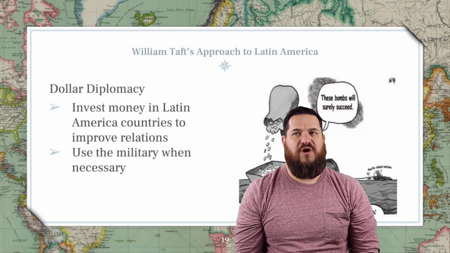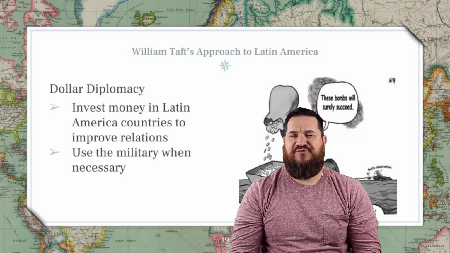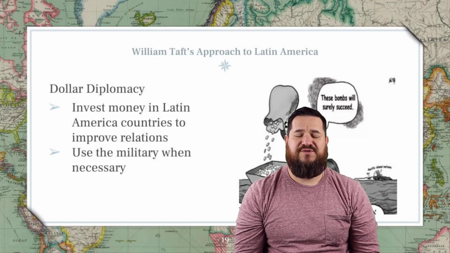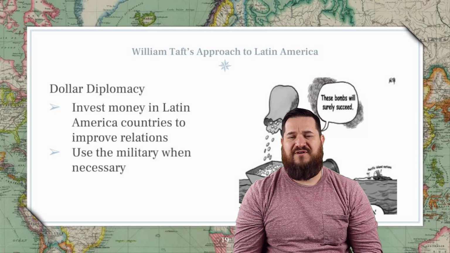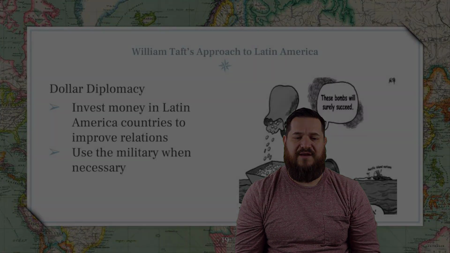This worked relatively well. Taft got what he wanted from those Latin American countries, but let's face it, if somebody comes around and offers you a big giant sack of money to do something, and you're a poor, small country, you're going to take the money and use that for whatever you need, right? The next president after Taft was a guy named Woodrow Wilson. Here's what Wilson had to say about American imperialism.